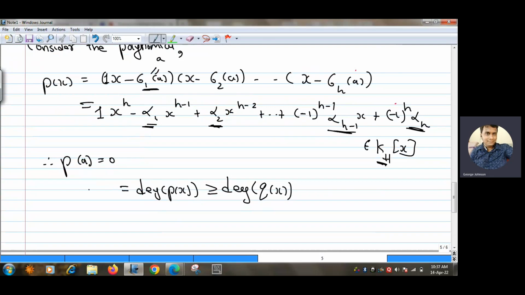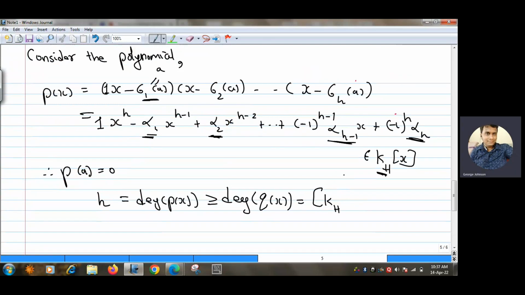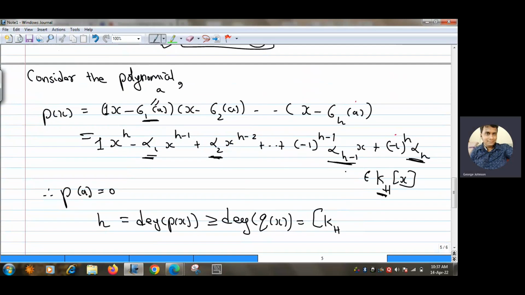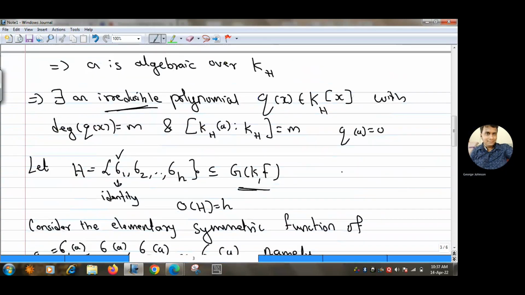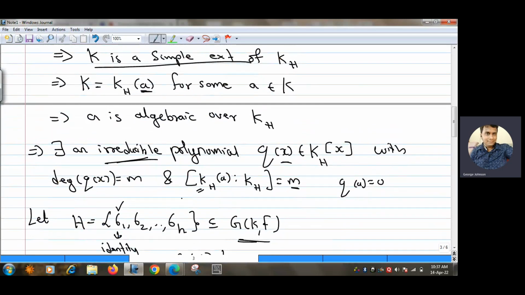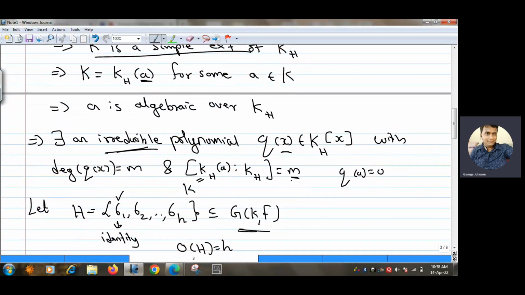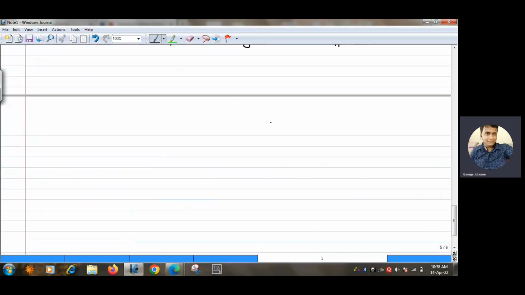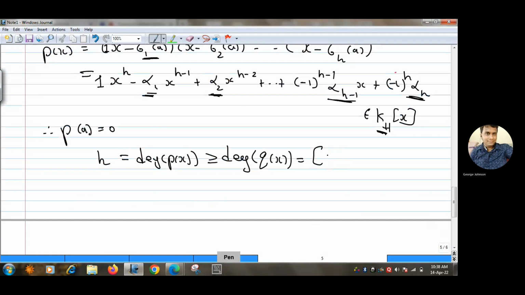Okay, so the degree of p(x) is nothing but h, and the degree of q(x) is nothing but m, right? And m was nothing but the dimension of KH(a) over KH. And what is KH(a)? It is nothing but K. So the dimension of K over KH is nothing but m. So here the degree of q(x) is nothing but the dimension of K over KH.